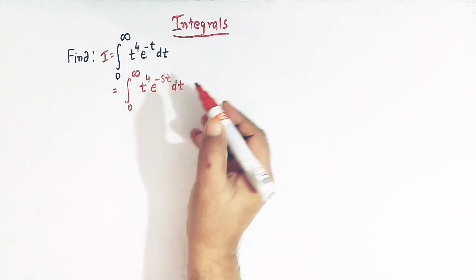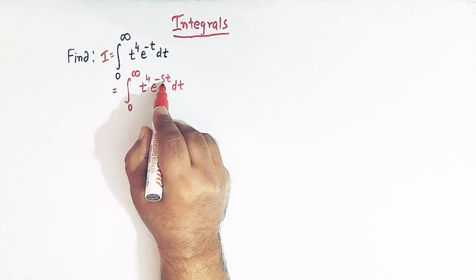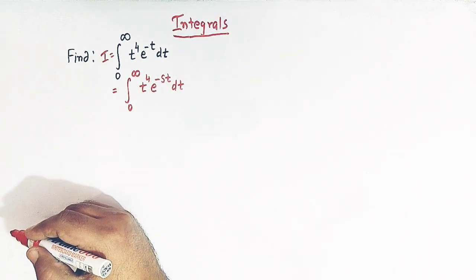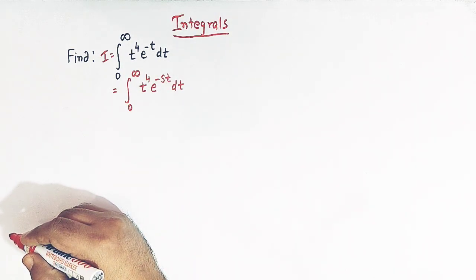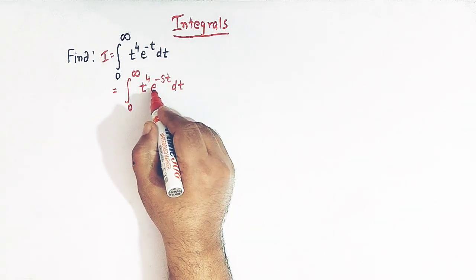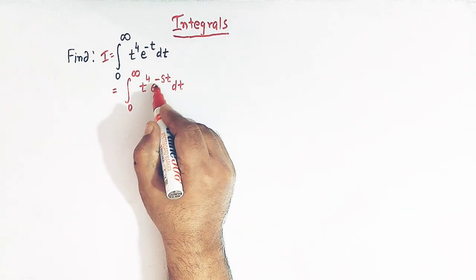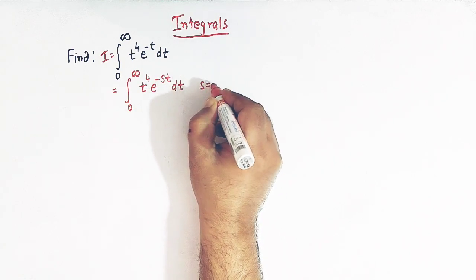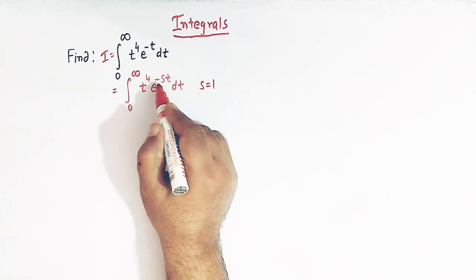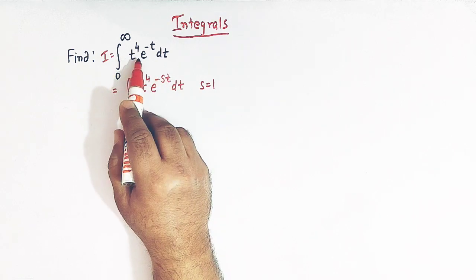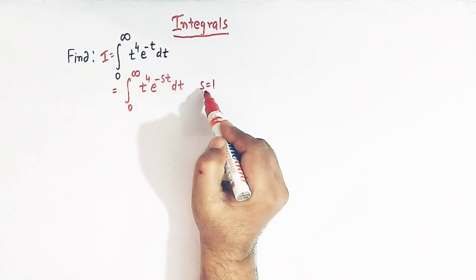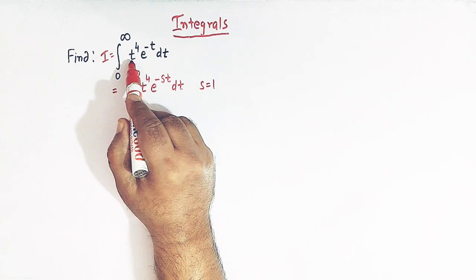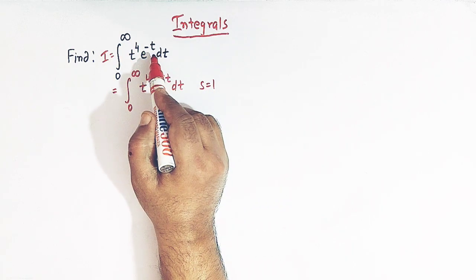Here we have introduced this parameter s because we are going to use the concept of Laplace transform, so we are writing e raised to minus st. When we take s equal to 1, this integral reduces to the original one. So once we take the value of s equal to 1, we can readily get this integral.